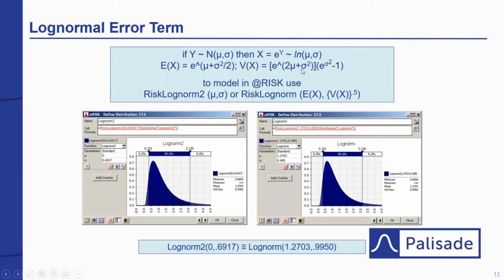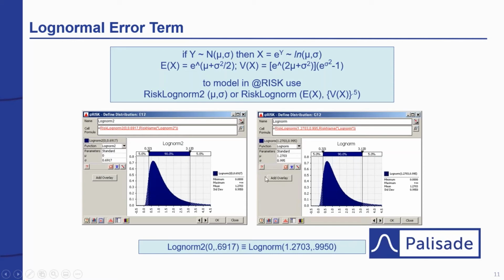If I'd wanted to instead, I could have jumped in and told it to model a LogNorm instead of LogNorm2. But notice, somewhere I would have to have made the calculations that I'm showing you in the graph in the callout box above. This is what you get. I've got a backup slide that shows the calculation of that. But if you had taken the mean of 0, standard deviation of 0.6917, processed those through these two calculations, you'd end up with 1.2703 and 0.995. Those are the actual parameters for the LogNorm.